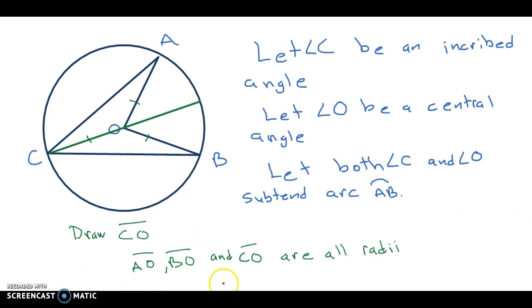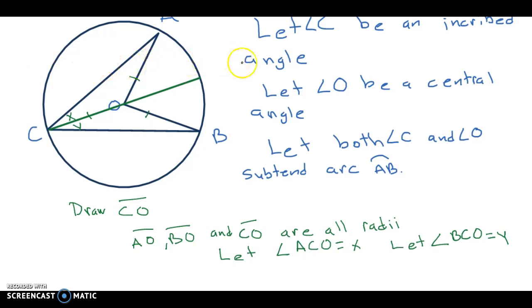For this case, let angle ACO equal x, and let angle BCO equal y. So we'll call this x and we'll call that y. Now something we know about isosceles triangles is that the base angles are the same. So angle A is also equal to x, and angle B is also equal to y, because of the definition of isosceles triangles.